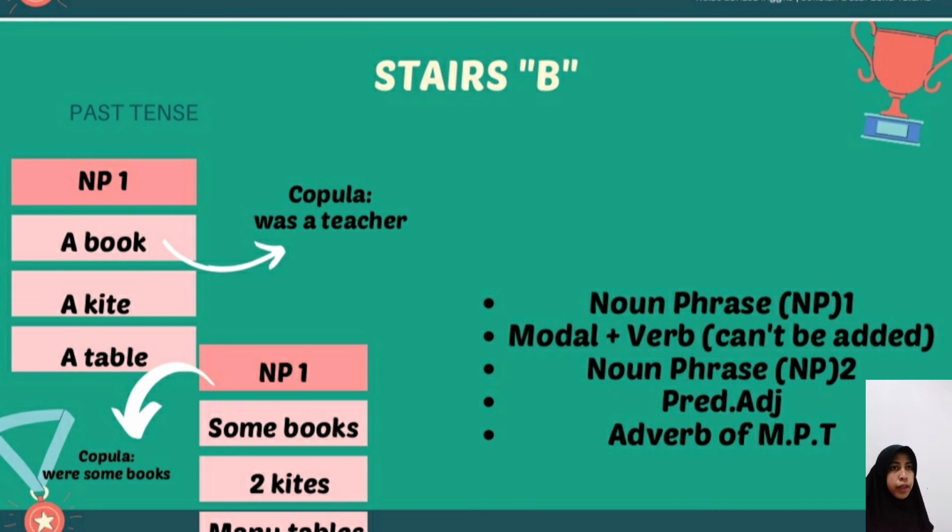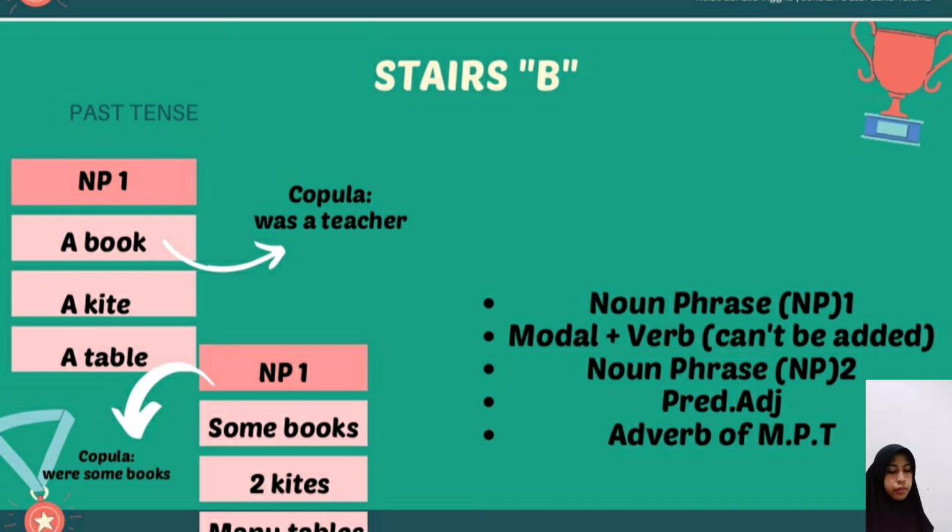So, the next material is past tense. Past tense is the verb form you use to talk about things that happened in the past. Simple past tense is used to talk about things that happened or existed before now. Here is a table containing NP1, for example, a book, a kite, a table.